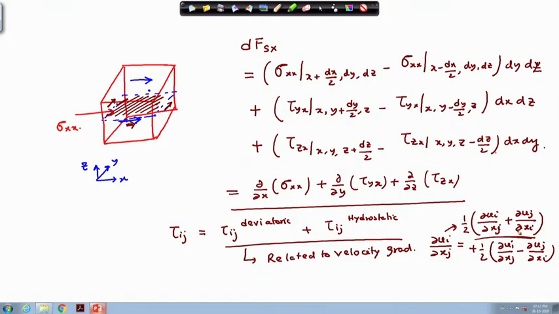So, it is related to the rate of deformation, and based on a bit of mathematics one can get a more rigorous expression for that, which is not required here, and I will write all that down in the handouts. But what is more important is the so called hydrostatic component of stress, which is independent of any deformation.